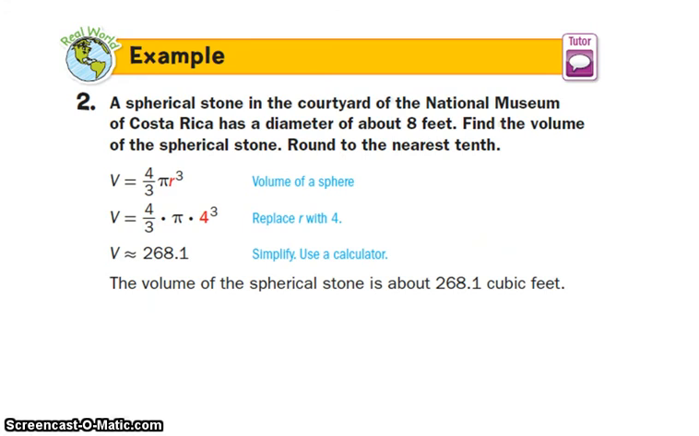Okay, now here's a word problem. A spherical stone in the courtyard of the National Museum of Costa Rica has a diameter of about 8 feet. Find the volume of the spherical stone, round to the nearest tenth. Here's the information that you need right here. For your formula, you need the radius. They give you the diameter. So what's half of 8? 4. Plug in your information, and you get approximately 268.1.